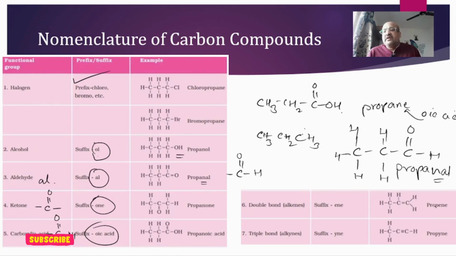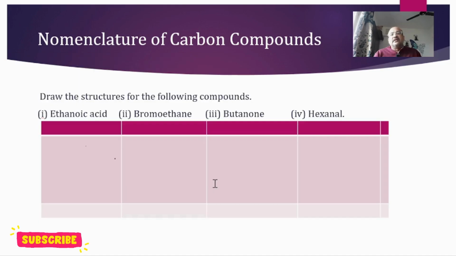Then the double bond, what we have seen earlier, is my propene and propyne. Okay, so this is how the nomenclature of carbon compounds works. Let's take a few more examples. Let us draw the structure of the following compounds.